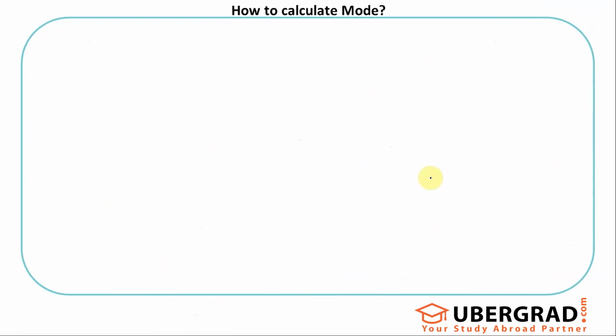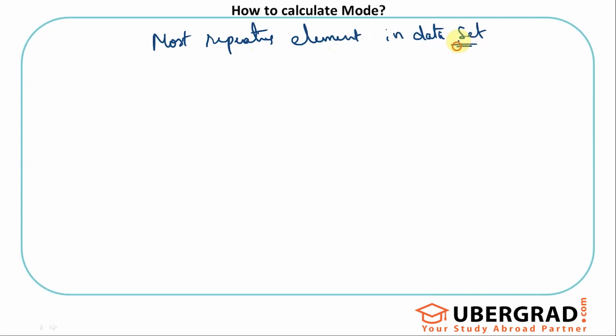So mode is basically picking out the value or the data element which is repeating the most number of times in a given data set. Most repeating element in the data set. Right? That's called the mode. But the basic rule is that the mode, that's the repeating element, should repeat at least twice, not just once.